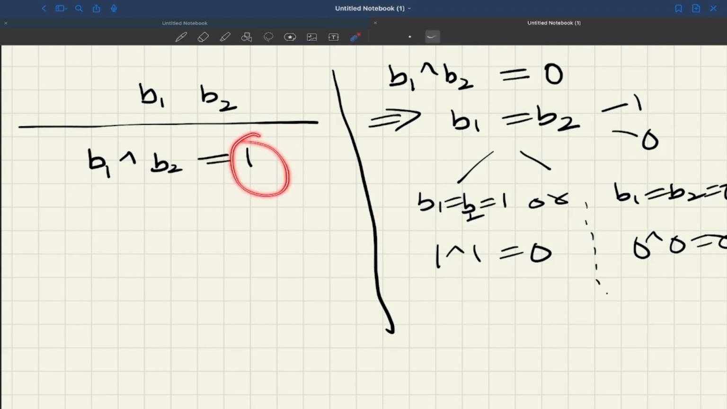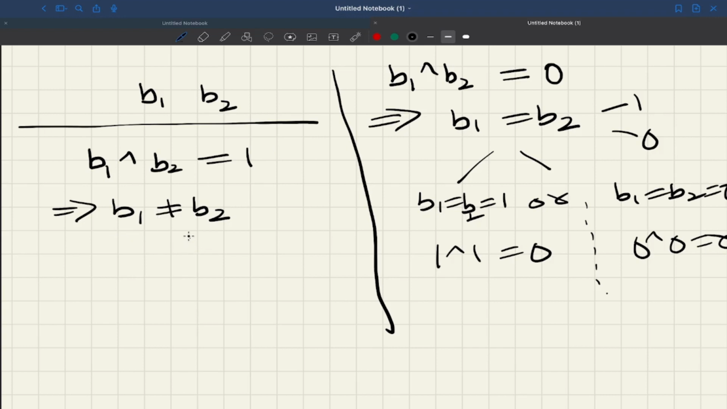Now, by seeing 1, I can say that I only get 1 when bits are different, right? So by observing this value 1, I can definitely say that B1 is not equal to B2, because when bits are different and I XOR them, I get the result 1. So from this I can definitely say that B1 is not equal to B2.